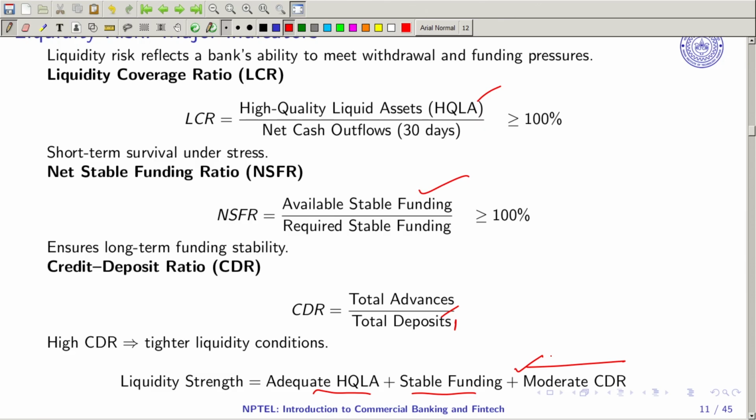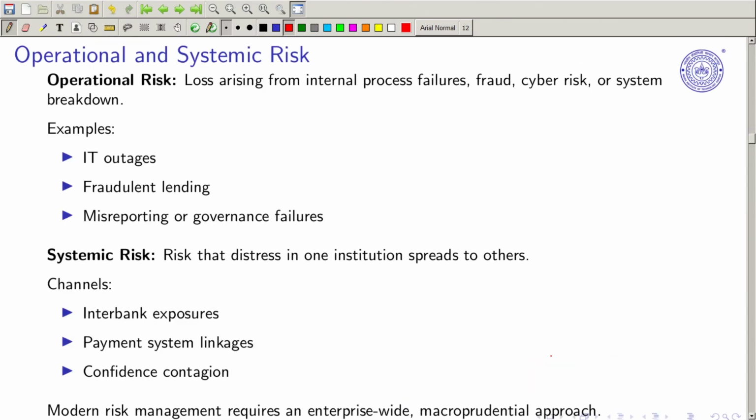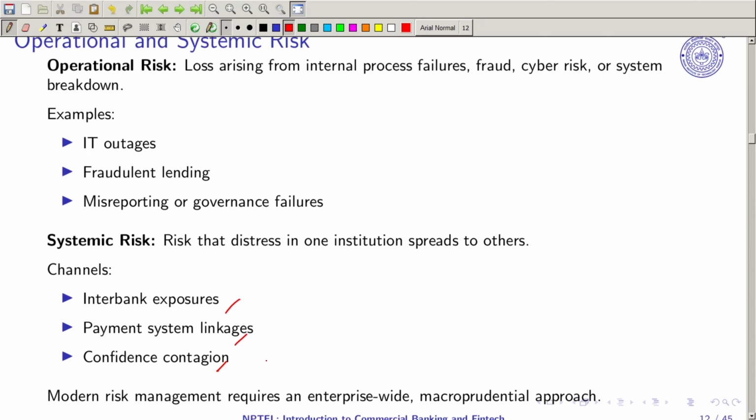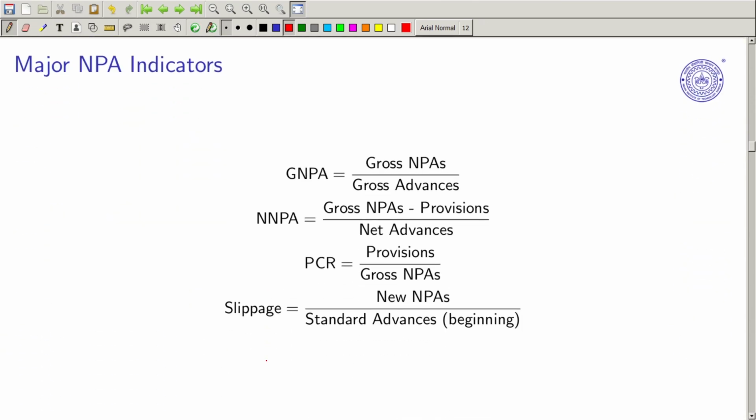Then operational loss arising from internal process failures, fraud, cyber risk or anything, right? So IT outages that we have, fraudulent lending, cybercrime, misreporting or governance failures, all these things are linked. You can say a systemic risk is also attached with the operational side, may not be 100%, but yes, it shows how distress is spread from one to another, and it can be because of this, right? So this we'll be discussing later. I'm just giving you an overview. These things will be discussed in a bit.